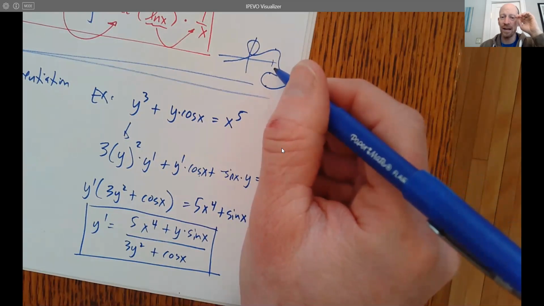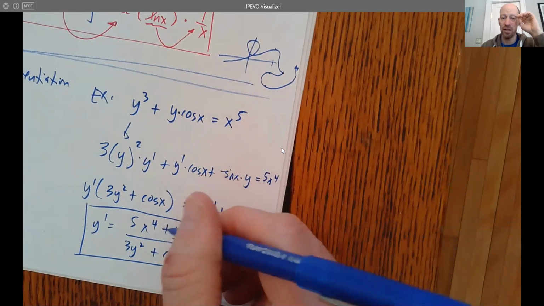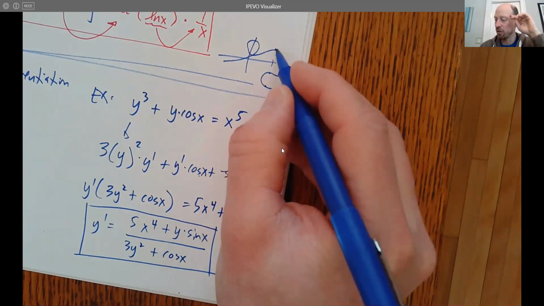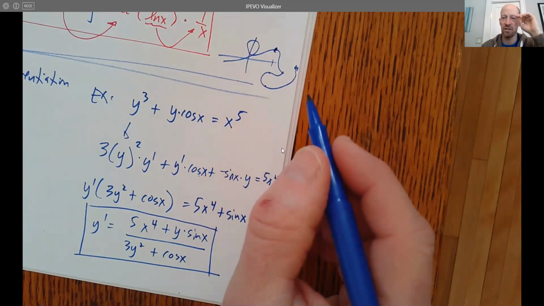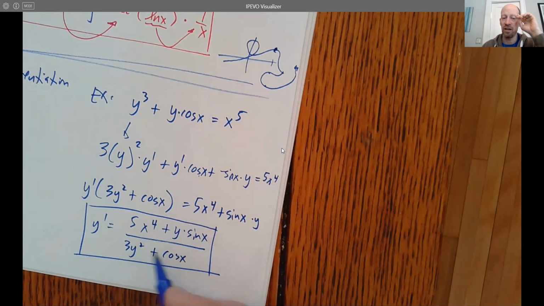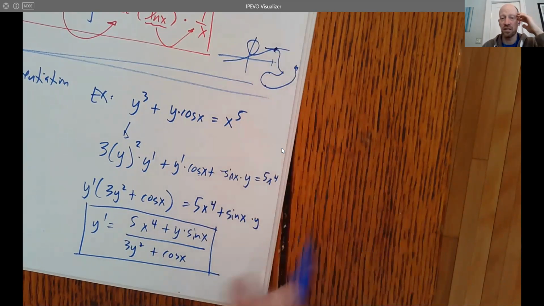So in order to actually figure out what the slope is for this equation, I'm going to need to plug in both an x and a y value. So I need to tell you, oh, it's at this point I'm interested in the slope. If you know that x and y, and you plug it in here, it will create a value for y prime. That value will be the slope of that tangent line.